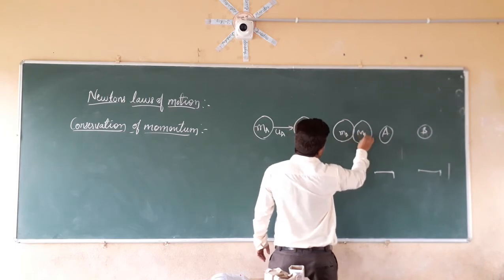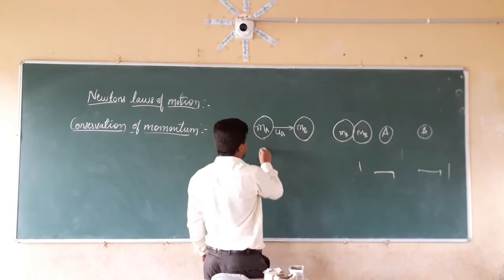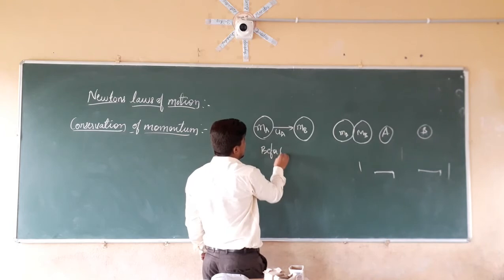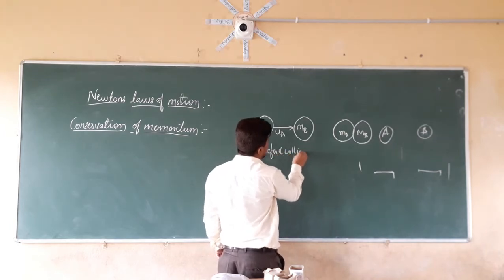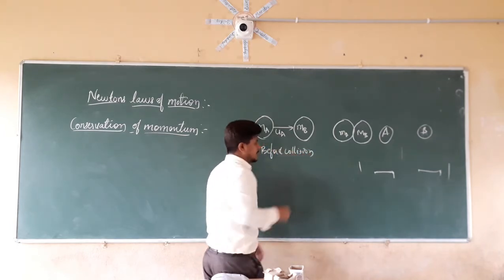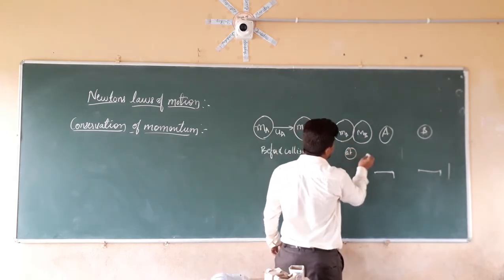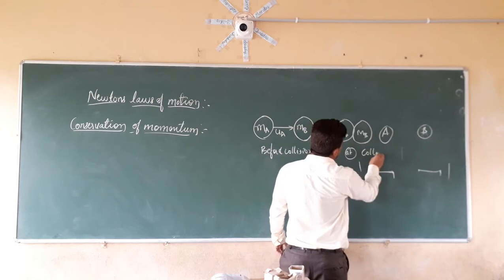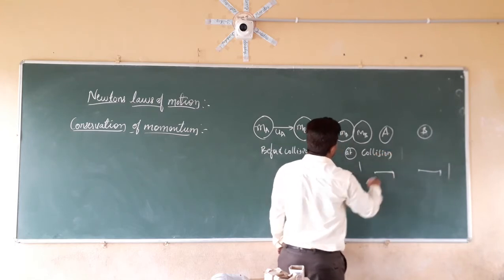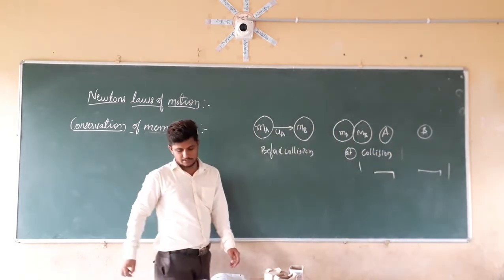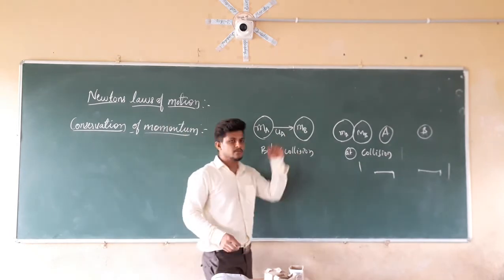MA and MB. This is before the collision. The balls are going like this. This is at the moment of the collision. Both will be together. So after the collision, what will happen?